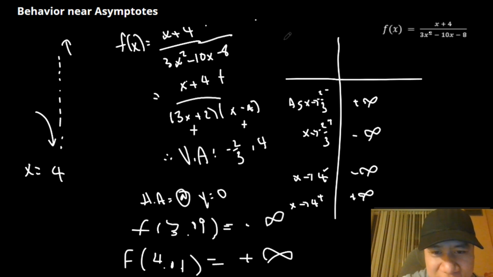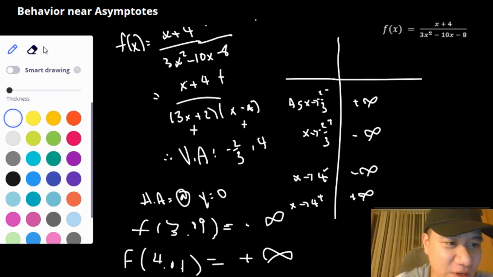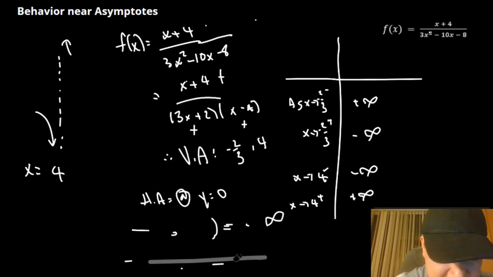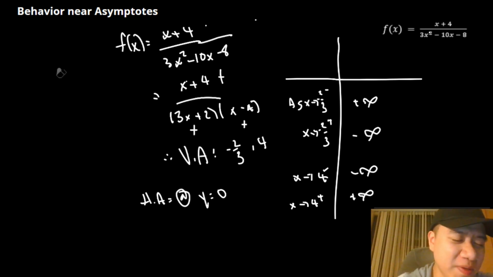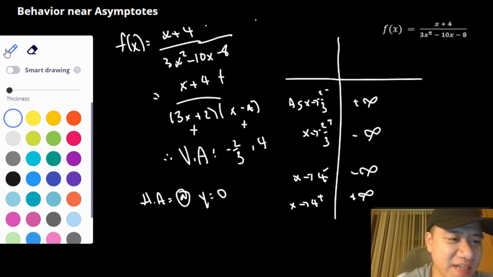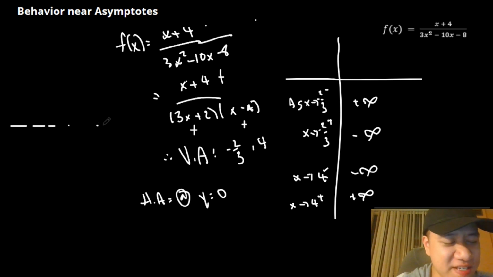Make it slightly neater to make room. Okay. So let's do a horizontal asymptote now. So we are going to erase this. For horizontal asymptote, the idea is very similar to the vertical asymptote.